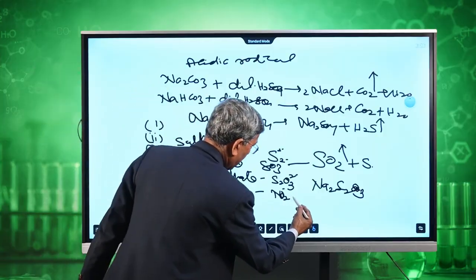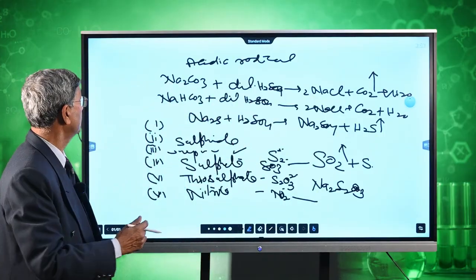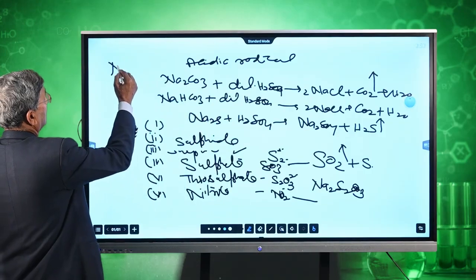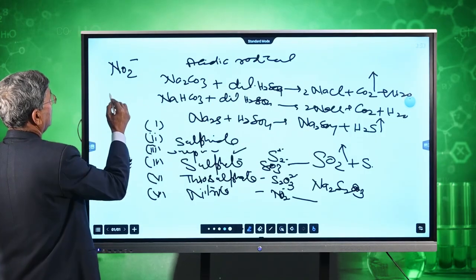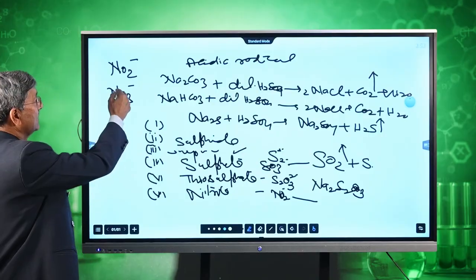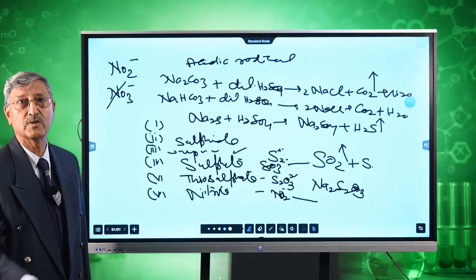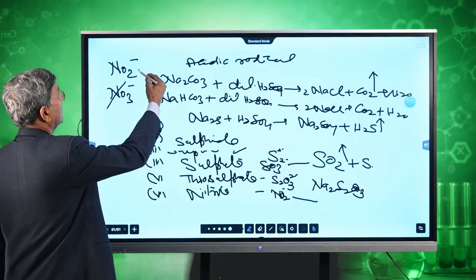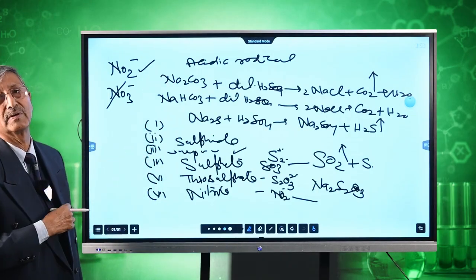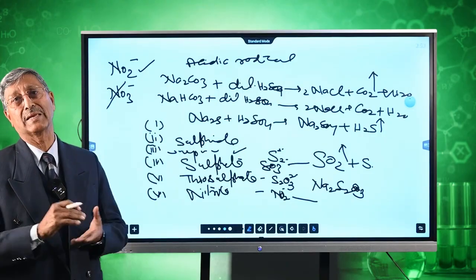Similarly, if we have nitrite, we have NO2 negative nitrite and NO3 negative nitrate. This nitrate is not decomposed by dilute sulfuric acid. It is decomposed by concentrated sulfuric acid, whereas nitrite is decomposed by dilute H2SO4. Of course, observations are the same in both cases.